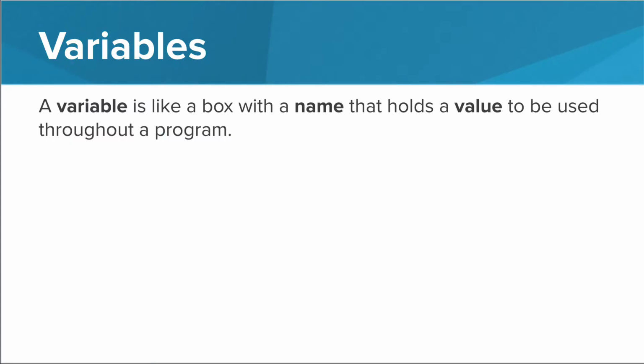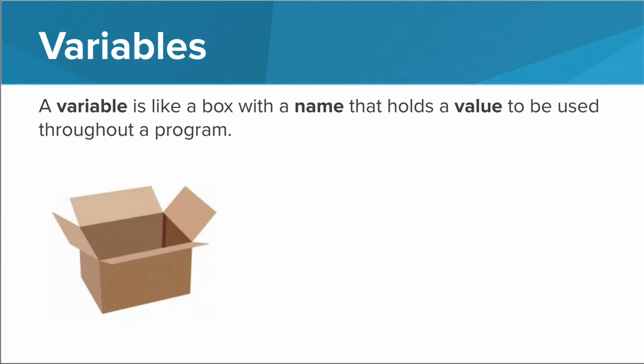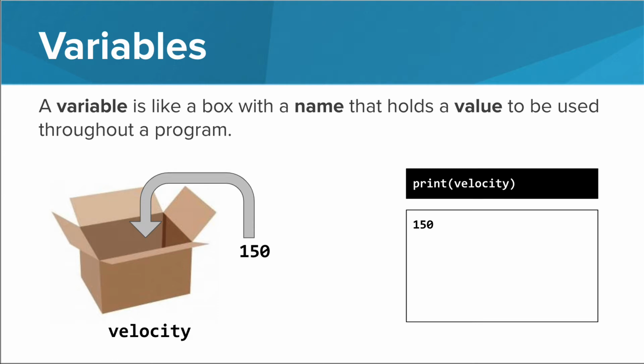A variable is like a box with a name that holds a value to be used throughout a program. Let's take this box here and name it velocity. Now let's store the value of 150 inside of it. We can print the value of the variable by using its name in the print statement.